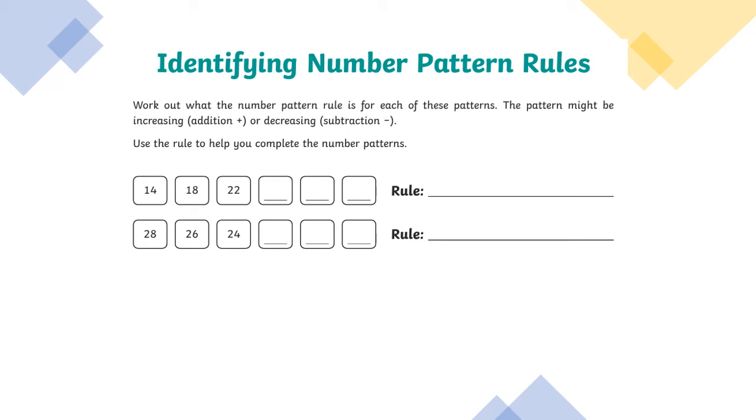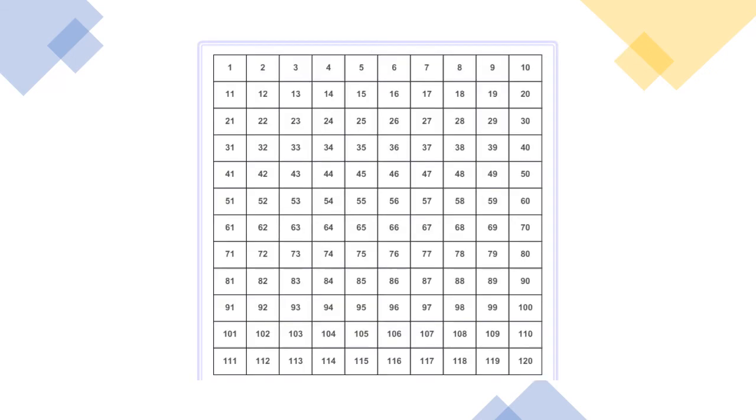It starts at 28 and it's going downwards. It's decreasing. So this one is a subtraction. 26, 24. Let's have a look at my number chart again. Start at 28, put a circle around 26, and I put a circle around 24.